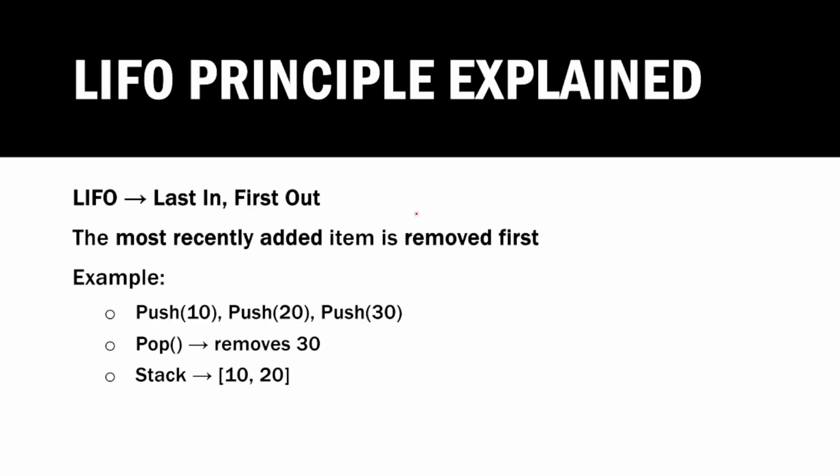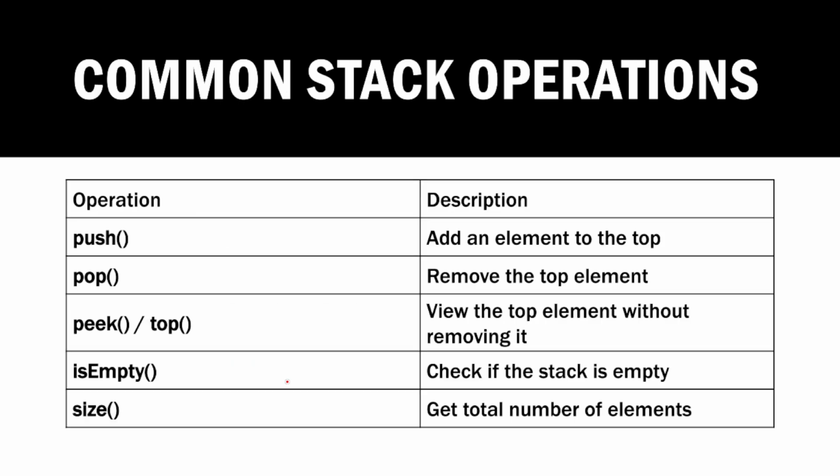Now let's understand this LIFO concept clearly. LIFO stands for last in, first out. So if I push elements like this, push 10, push 20, push 30, and now if I pop, which element will come out? 30 will come out, the last inserted one. After popping, the stack becomes 10 and 20. So that's how the LIFO rule works, very simple.